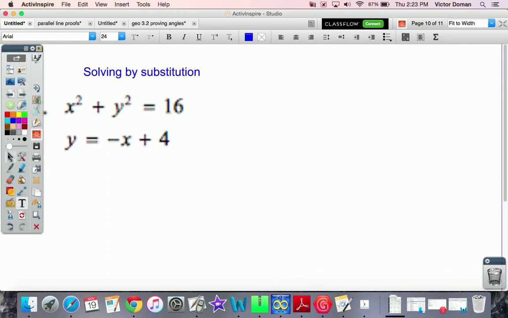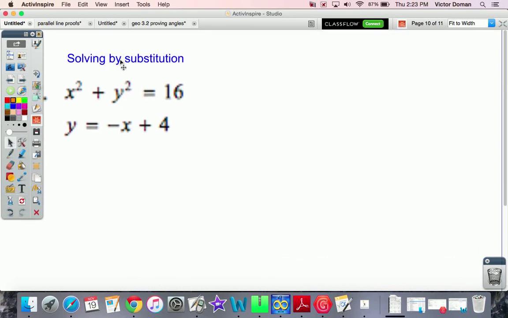This is the video we're going to investigate solving by substitution, which is one of the more intuitive ways of solving our systems of equations. So we have a circle up here. We have x squared plus y squared equals the radius squared. So we're going to have a circle on the graph. Again, on our graphing calculator, it's a little bit difficult to find out how to get that circle. So we're kind of stuck when we go to graph that.